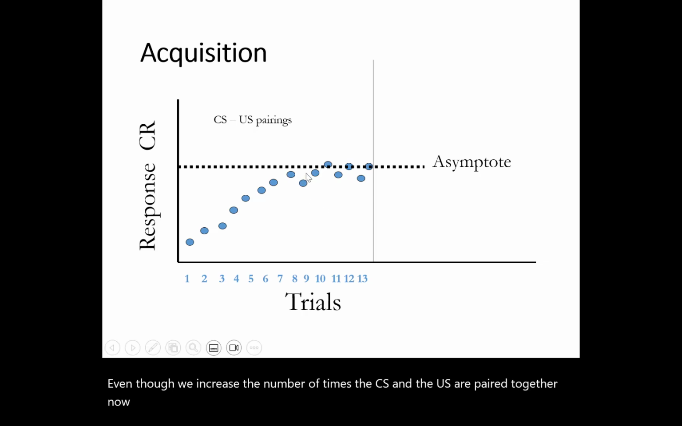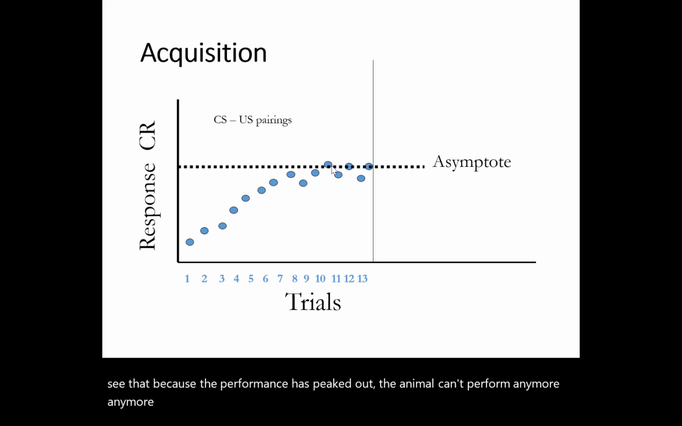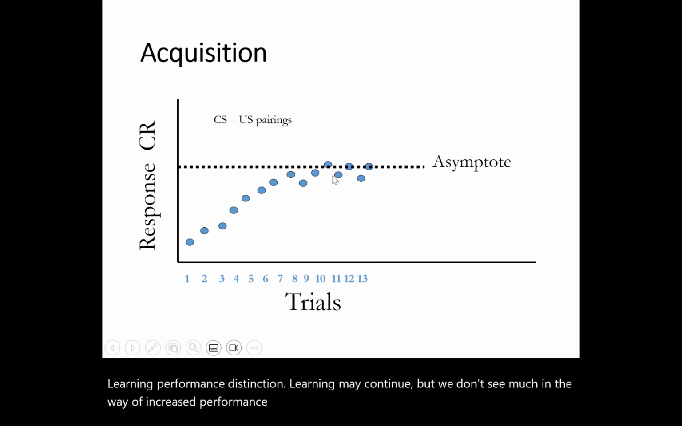Now, the animal might still be forming stronger and stronger associations, but we don't see that because the performance has peaked out. The animal can't perform any more salivation, any more whatever behavior we're looking at. This is an example of the learning performance distinction. Learning may continue, but we don't see much in the way of increased performance because we've reached an asymptotic level.